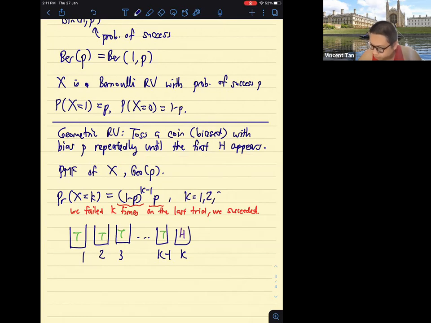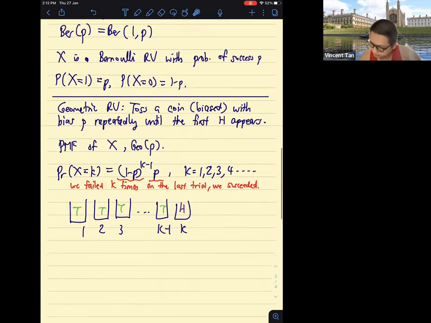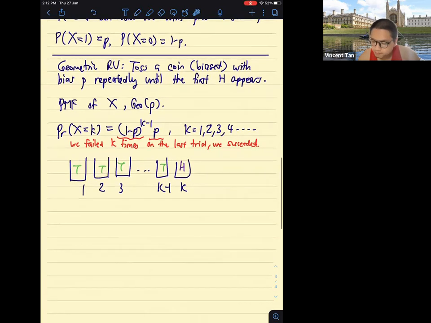But if you go to Wikipedia, you will see that there are many other conventions, and in particular, sometimes you can start from zero. So we don't want to be confused. But if we read this story carefully, you need at least one toss to see a head. You cannot have zero tosses. Does that make sense? So that's the geometric random variable.